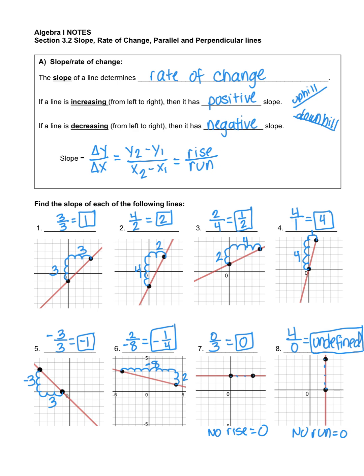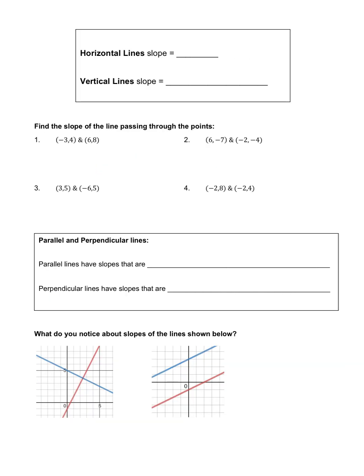Let's go to our next page. It says horizontal lines slope. So if we have a horizontal line, as we can see in number 7, we know that slope will always be 0. For vertical lines, the slopes will always be undefined, as you can see in number 8 that we just did.